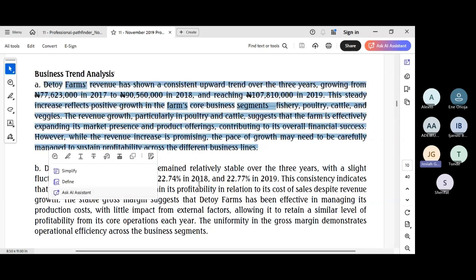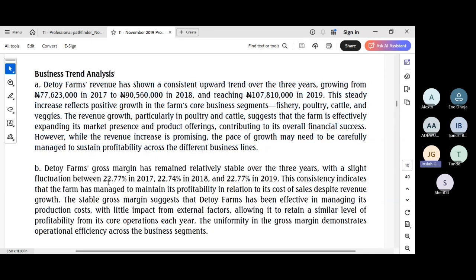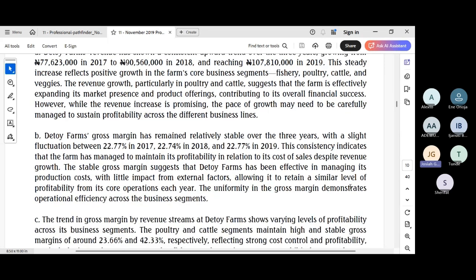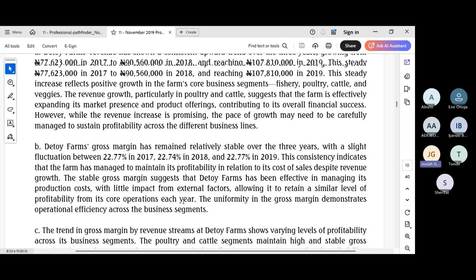Then in the area of gross margin, we're looking at the stability for 3 years. We said there's slight fluctuation, but it plateaued. 22, 22, 22, it just plateaued. And we said the uniformity in the gross profit demonstrates operational efficiency across the business segment. So feel free to express yourself with any point looking at the trend under this box.